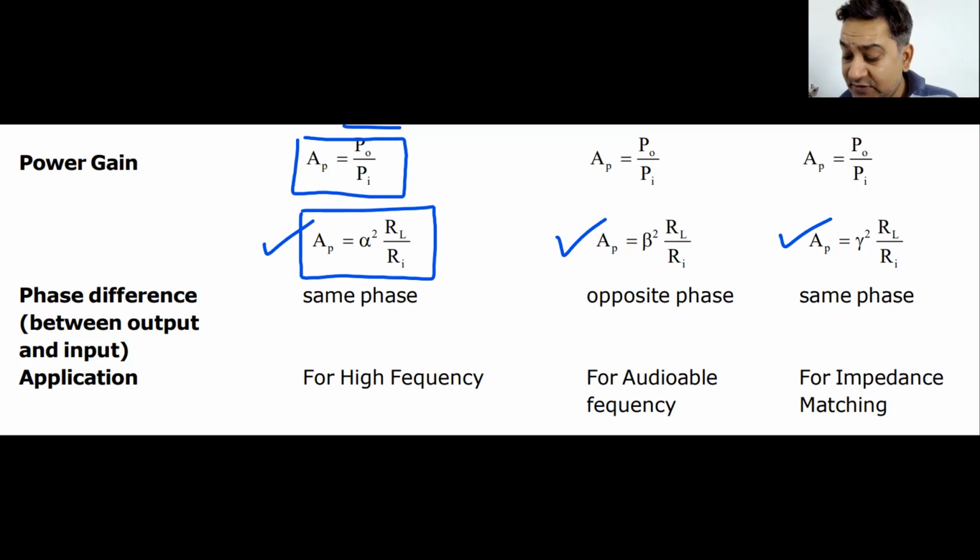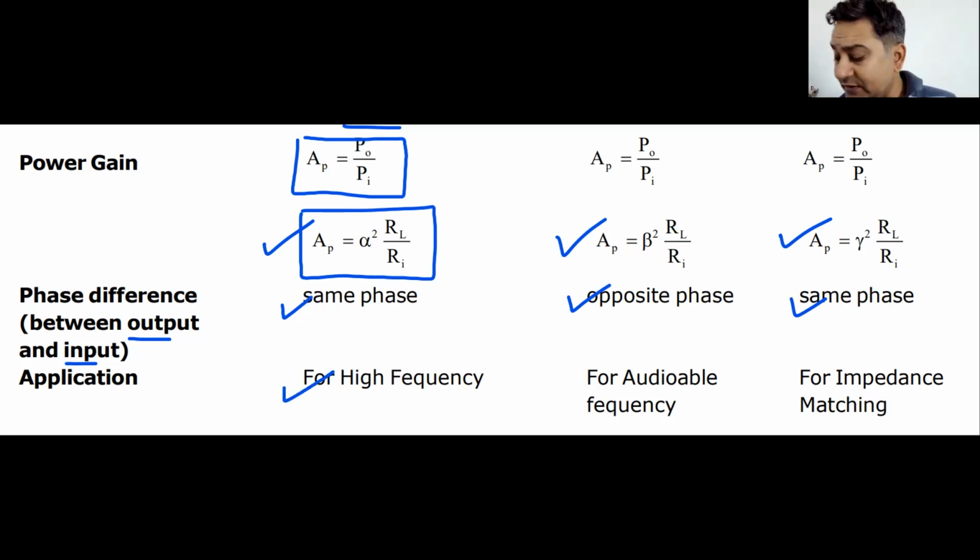Phase difference between output and input, you must remember. For common base, it is the same phase. Common emitter, opposite phase. Common collector, same phase. Remember this because they will give you a diagram and the configuration, and then they'll ask you what will be the output. You must remember. Do we understand this? Yes, sir.